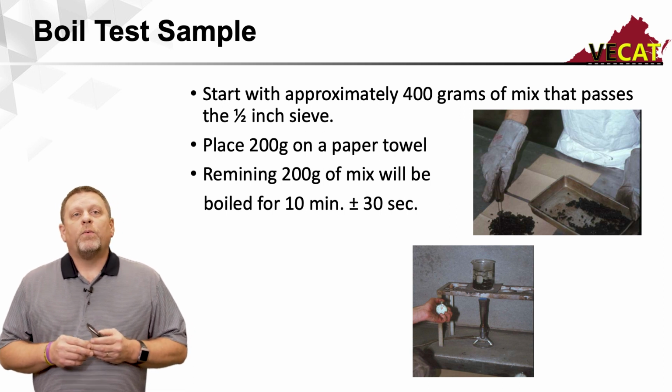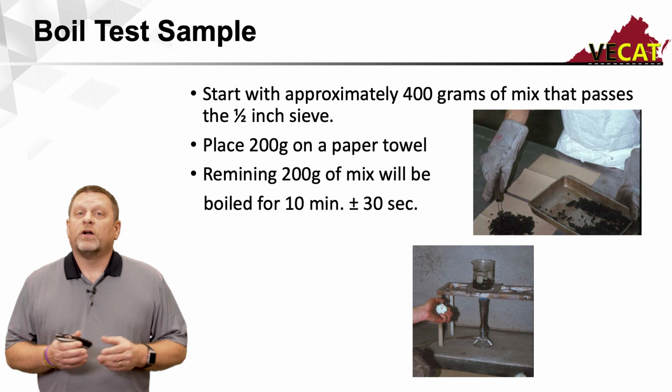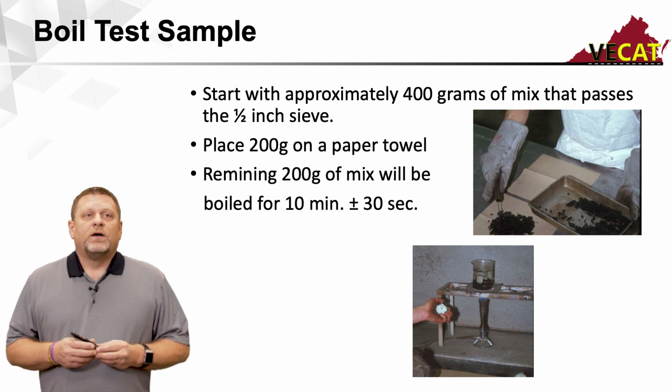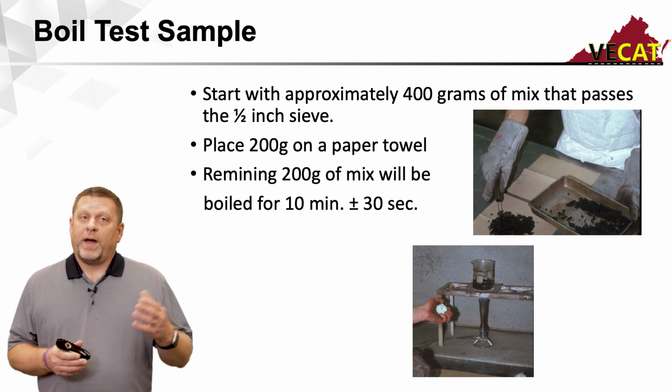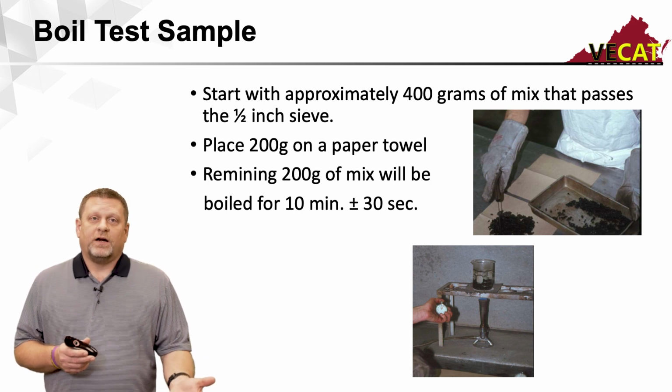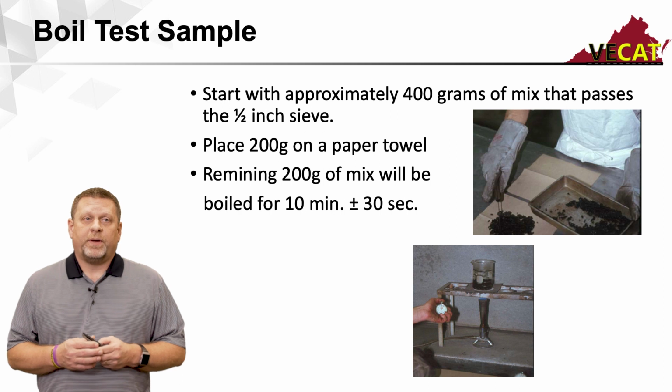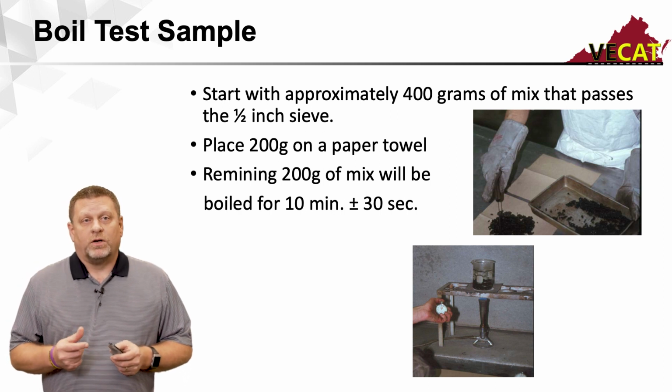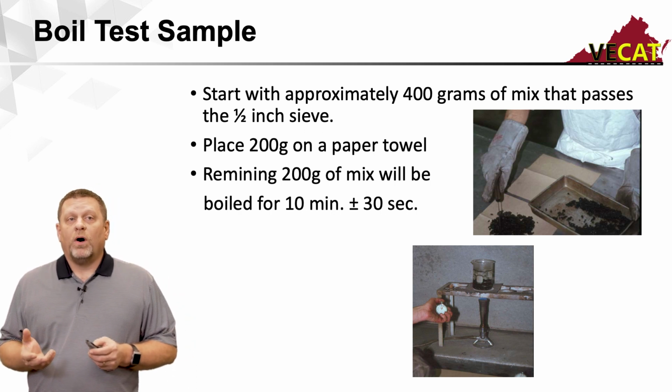Then what we need to run this test is 400 grams of weight. We're going to place 200 grams on a paper towel, and that becomes basically our control sample. It's just going to sit there. Nothing will be done with that 200 grams that's on the paper towel. The remaining 200 grams will be placed in boiling water.